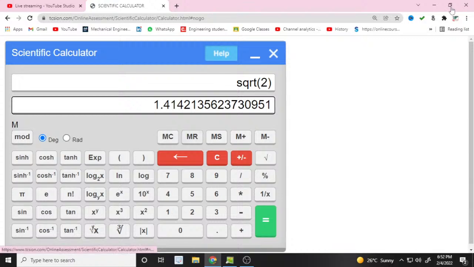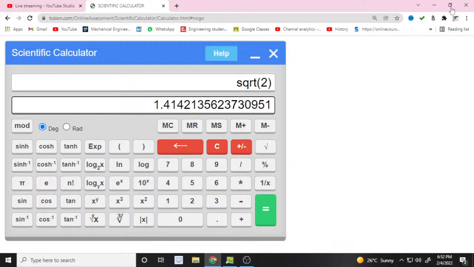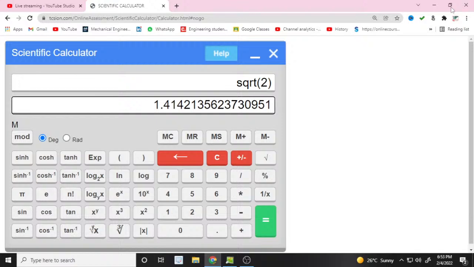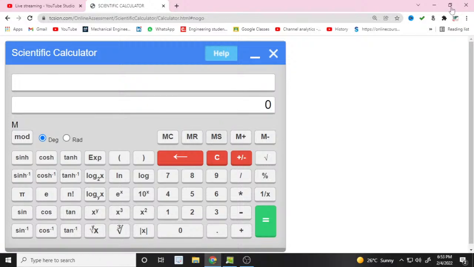Now don't clear the memory because we are storing this value into the memory. You can see the M is activated. If you clear, then it will be gone. So if you want to use this value for more calculations, then don't clear the memory. Now I cleared that memory, so the M sign is gone. Whenever you want to use it, use this MS. Now you can see M is activated and the memory is stored. Now clear the screen, but don't clear the memory. If you clear the screen, you can see 0 appears here.